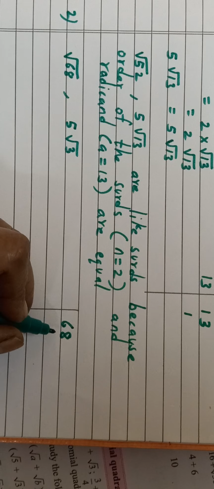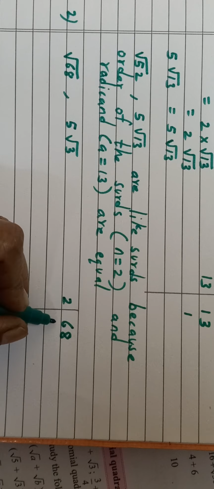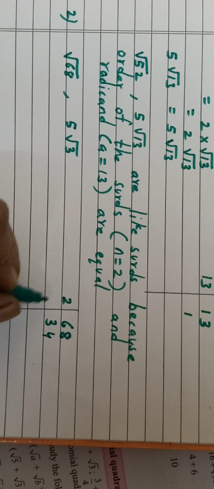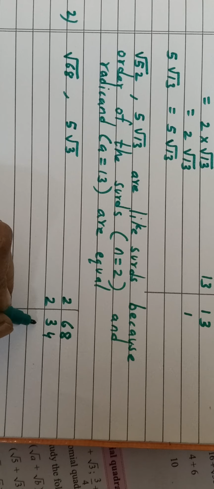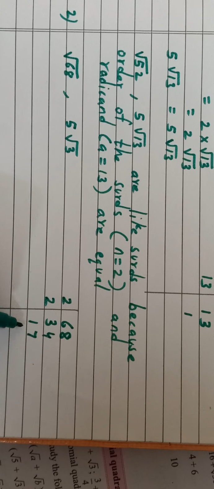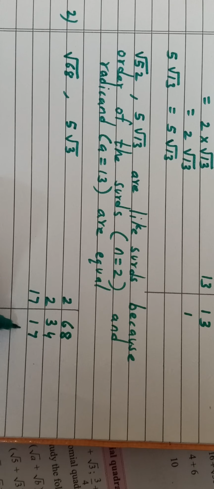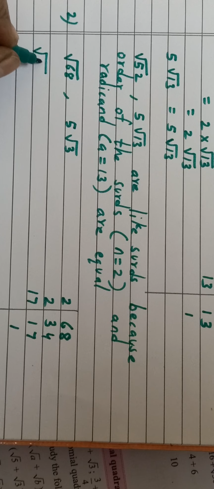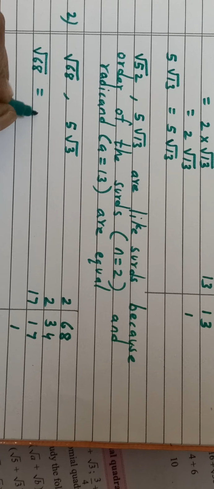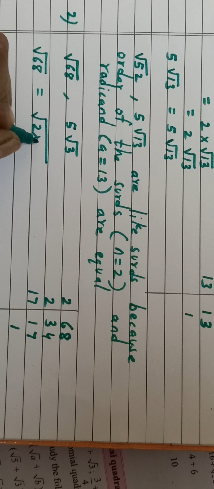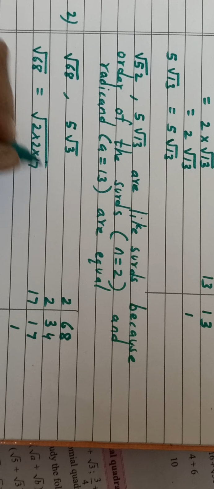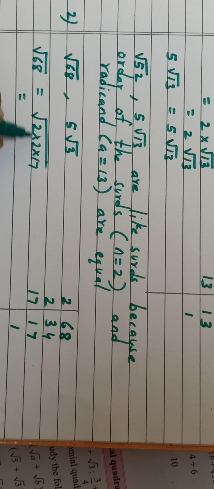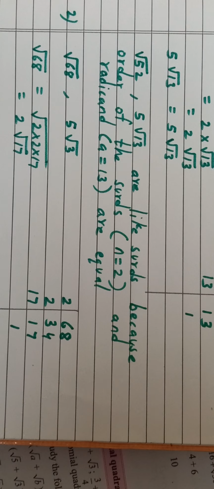Now 8 is in the unit place, so you can divide by 2. 2 3s are 6, 2 4s are 8. Then 4 is in the unit place, divide by 2. 2 1s are 2, 2 7s are 14. 17 is a prime number, so it will go in only its own table. 17 1s are 17. So I can write under root of 68 is equal to 2 into 2 into 17, which is equal to, now 2 into 2 pair is there, so you can take it outside the radical sign. 17 will be inside only. So I have written it like this.